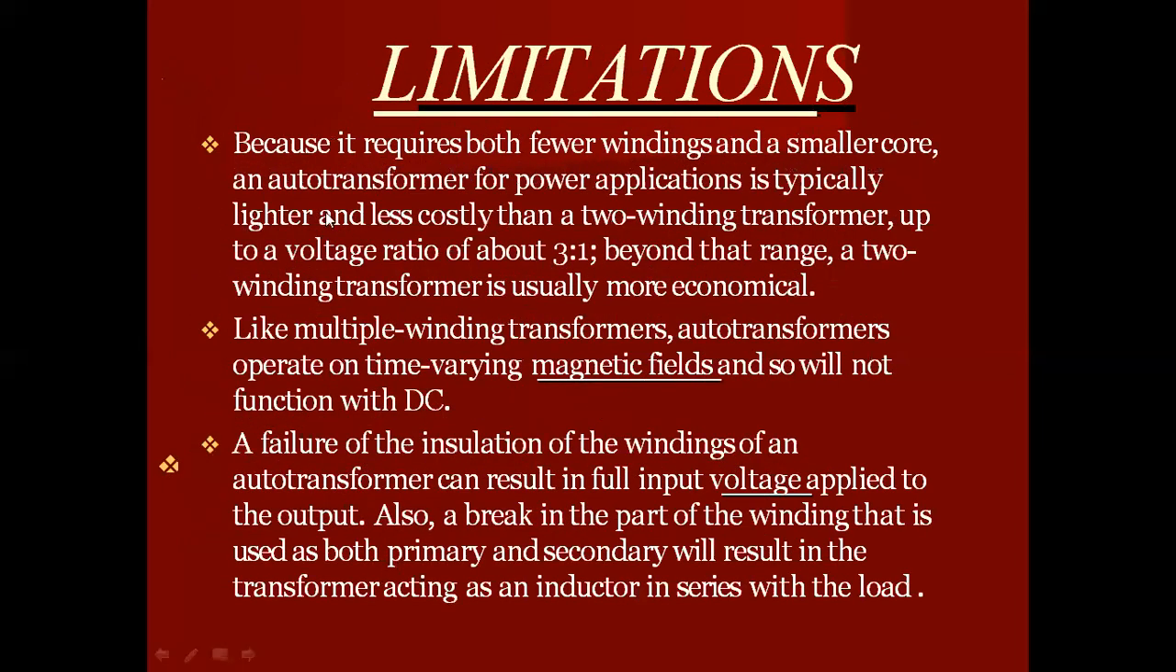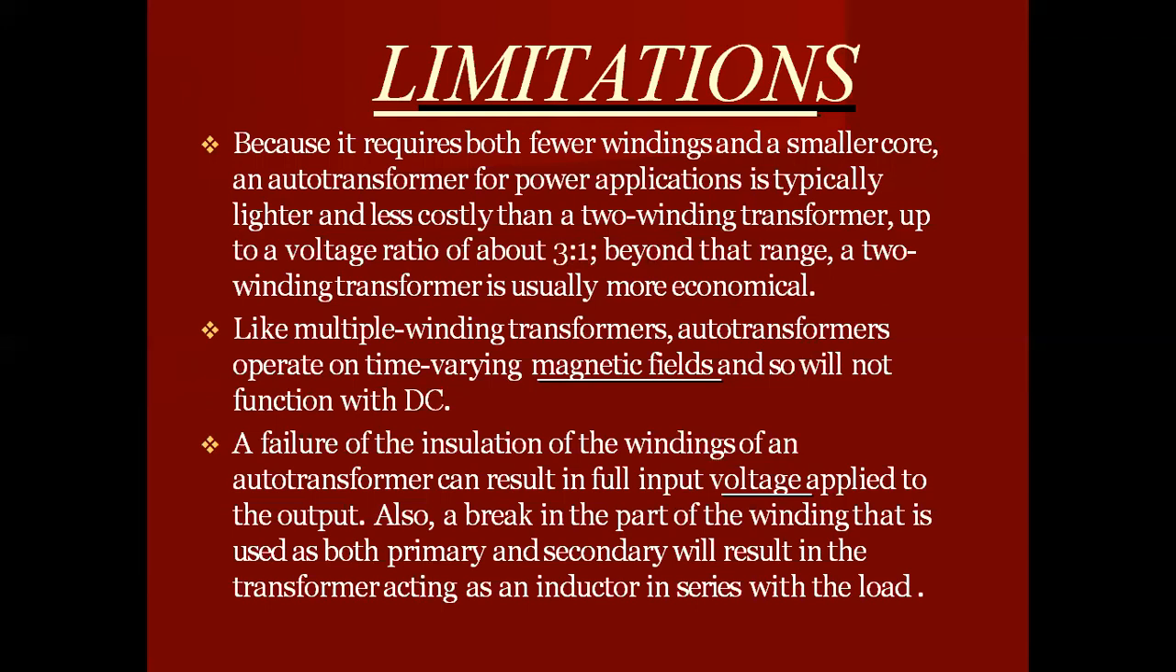So the limitation is that because it requires both fewer windings and a smaller core, an autotransformer for power application is typically lighter and less costly than a two-winding transformer, up to a voltage ratio of about 3:1. Beyond that range, a two-winding transformer is usually more economical. Like multiple winding transformers, autotransformers operate on time-varying magnetic fields and so will not function with DC.